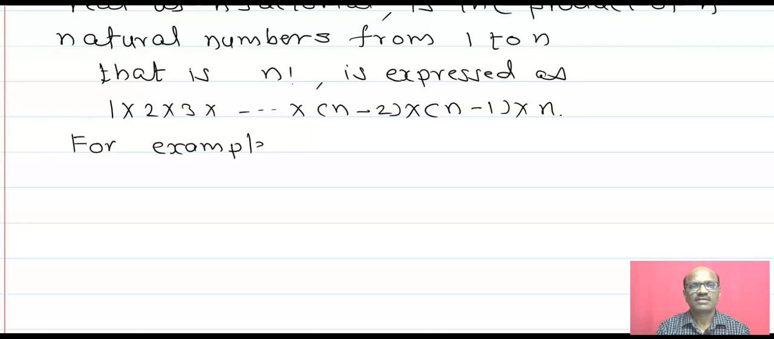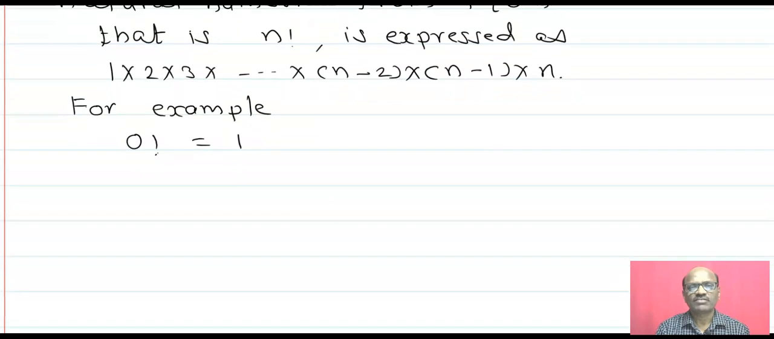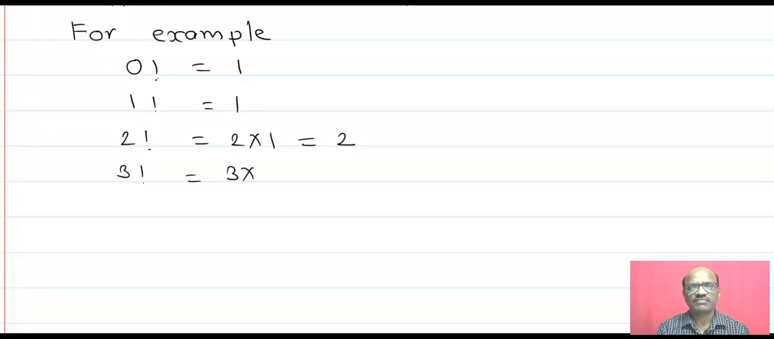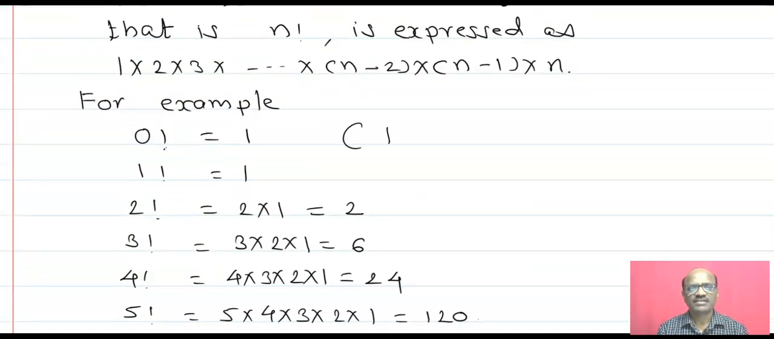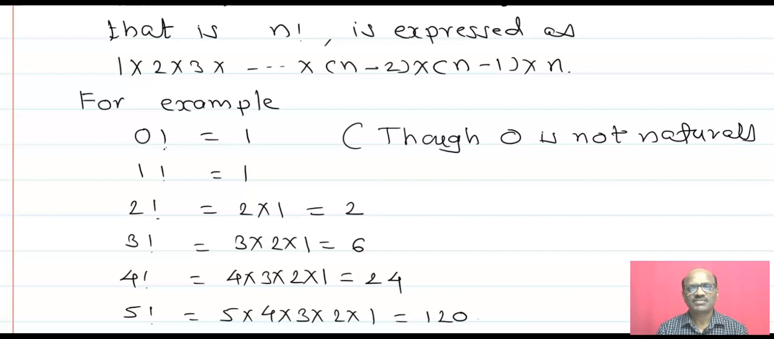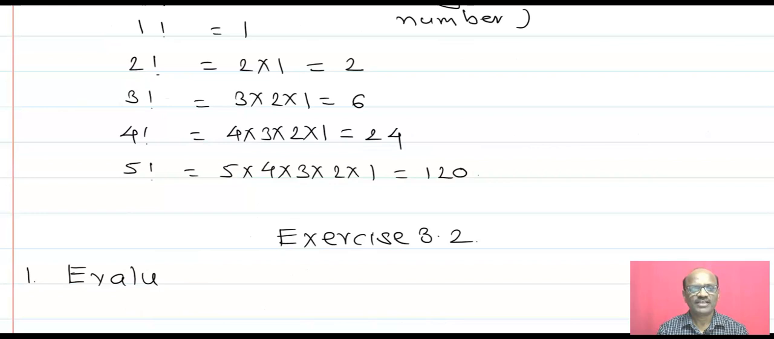For example, 0 factorial is treated as 1. Whenever there is a 0 factorial, you write 0 factorial is equal to 1. 1 factorial means 1. 2 factorial means 2 into 1, that is equal to 2. 3 factorial means 3 into 2 into 1, that is 6. 4 factorial means 4 into 3 into 2 into 1, that is 24. 5 factorial means 5 into 4 into 3 into 2 into 1, that is 120. Now this is the multiplication. Up to the last term 1 we will write in a reducing manner. Though 0 is not a natural number, the factorial notation is defined only for natural numbers. But what about 0? We treat 0 factorial as 1.